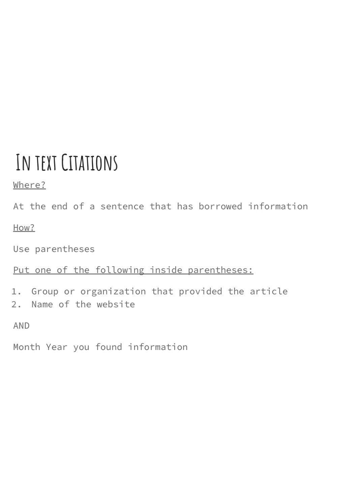So first let's talk about where these in-text citations are going to go. They are going to go at the end of a sentence that has borrowed information. Any sentence that has borrowed information that was found on a website, you need an in-text citation. How do we do this? We do this using parentheses, and inside our parentheses, we are going to do the name of the website or organization that provided the article, comma, month and year you found the information, which will probably be February of whatever year it is. 2023 is when I'm making this video.